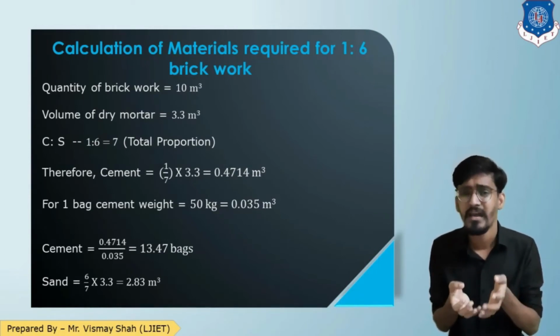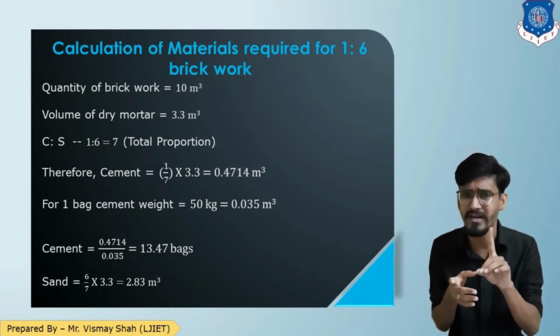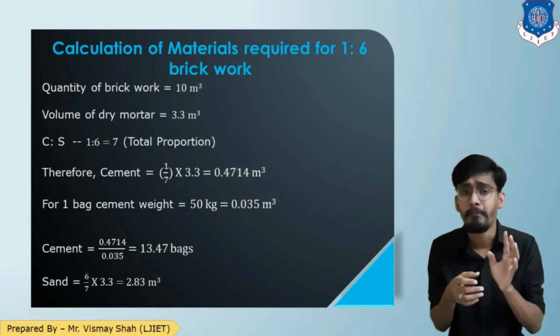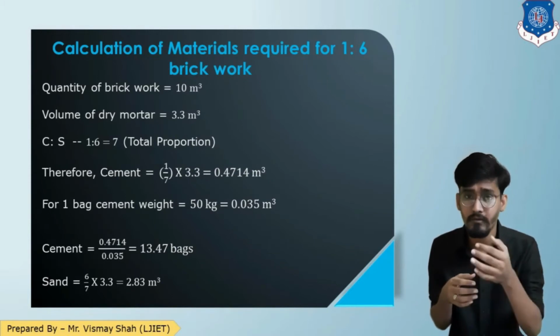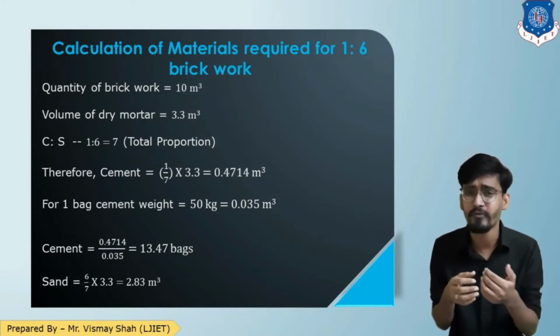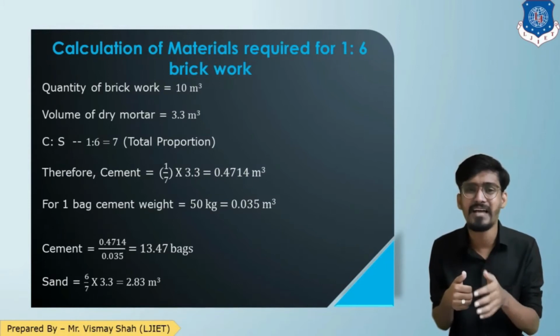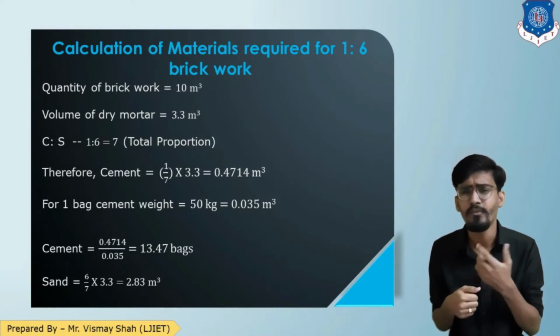Now to calculate the quantity of cement, the original cement proportion was 1. The total proportion of the mortar was 7. So 1 divided by 7 multiplied with the total quantity of mortar, because from the mortar we are separating the cement. The total quantity of mortar is 3.3. So 1 by 7 into 3.3 will give us the answer as 0.4714 cubic meter.